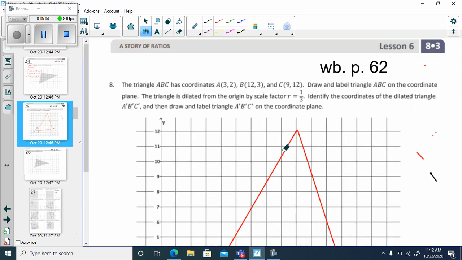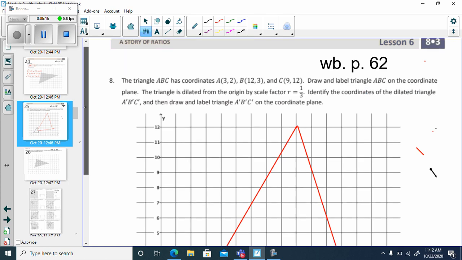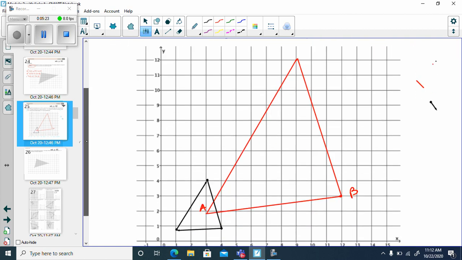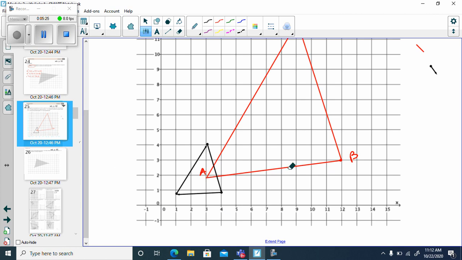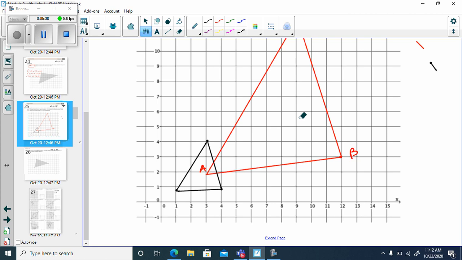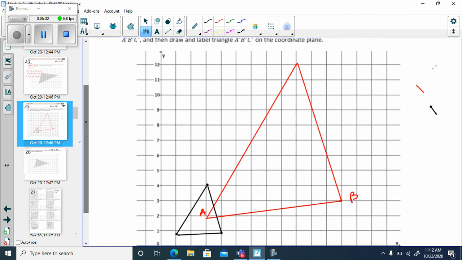Now go to page 62 in your workbook. It tells that the triangle ABC has these coordinates. Draw and label triangle ABC on the coordinate plane. Okay, I've already done that. A is at (3, 2). See? (3, 2). There's your point A. B is at (12, 3). C is at (9, 12). So this top point up here is C. Okay?